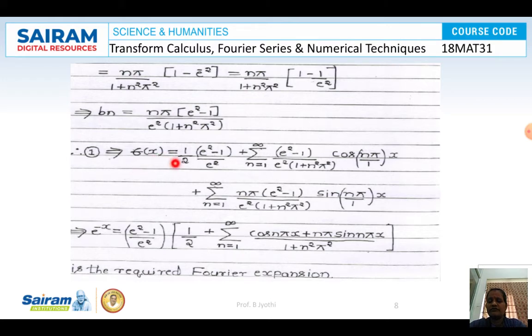Hence f of x is given by 1 by 2 into (e² − 1) by e² plus sigma (e² − 1) by e² into (1 + n²π²) of cos(nπ/1)x plus sigma nπ into (e² − 1) by e² into (1 + n²π²) of sin(nπ/1)x. Hence e to the power of minus x is given by this expression, by taking the common term and simplifying it. This is the required Fourier series expansion.